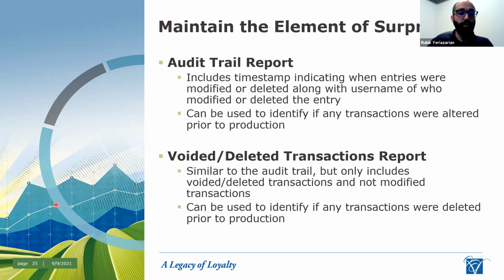So within the audit trail as well, if there is any changes, what's interesting to us always is, hey, what are they changing? Are they changing a specific detail related to a transaction to make it look like it was related to a certain type of expense, but now it's being coded to a different type of expense? That's why we'll always look at both the audit trail and the voided deleted transactions report, just to see what sticks out to us.